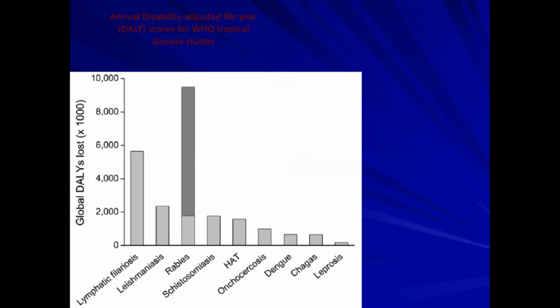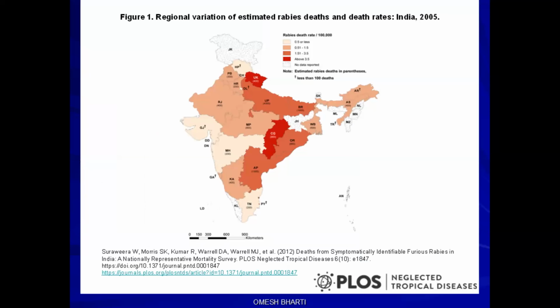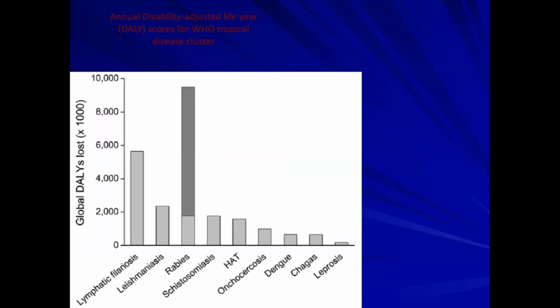So these are the rabies endemic areas where both human and animal rabies is a challenge, and we need to prioritize. Yeah, these are the DALYs lost. You can see rabies, a very important disease now, overshooting other tropical diseases.